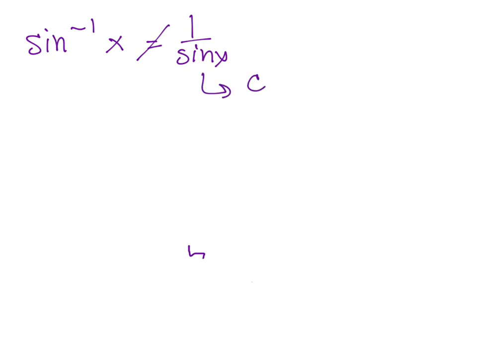Common error. People think that if I have sine inverse of x, that is 1 over sine of x. Not true. That is not true at all. To divide by sine is not to have the inverse. 1 over sine x is actually what? Cosecant. Well, cosecant and sine inverse are not the same thing. So we need to be clear about that.